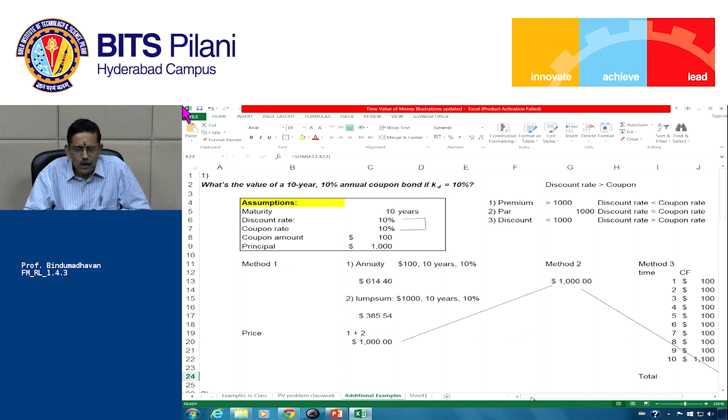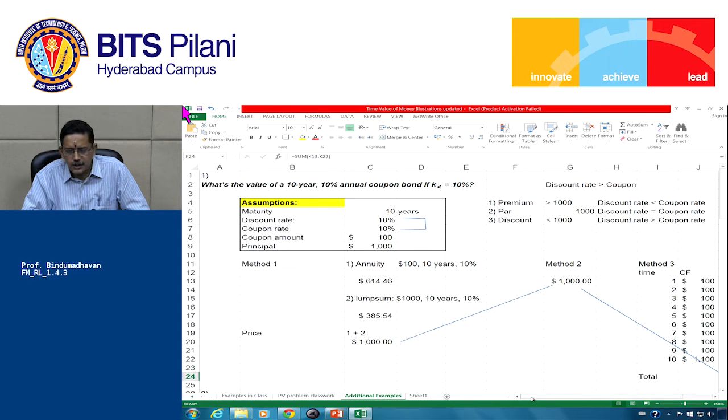Either which way, there are other ways also that we could possibly calculate this, but either of these three methods should give the same answer. If you have done it correctly, whichever method will give the same answer. So what we have done is we have found the price, the market price or the present value of a 10-year bond with 10% annual coupon and at a discount rate of 10%. We have found the value of the bond using three different methods.